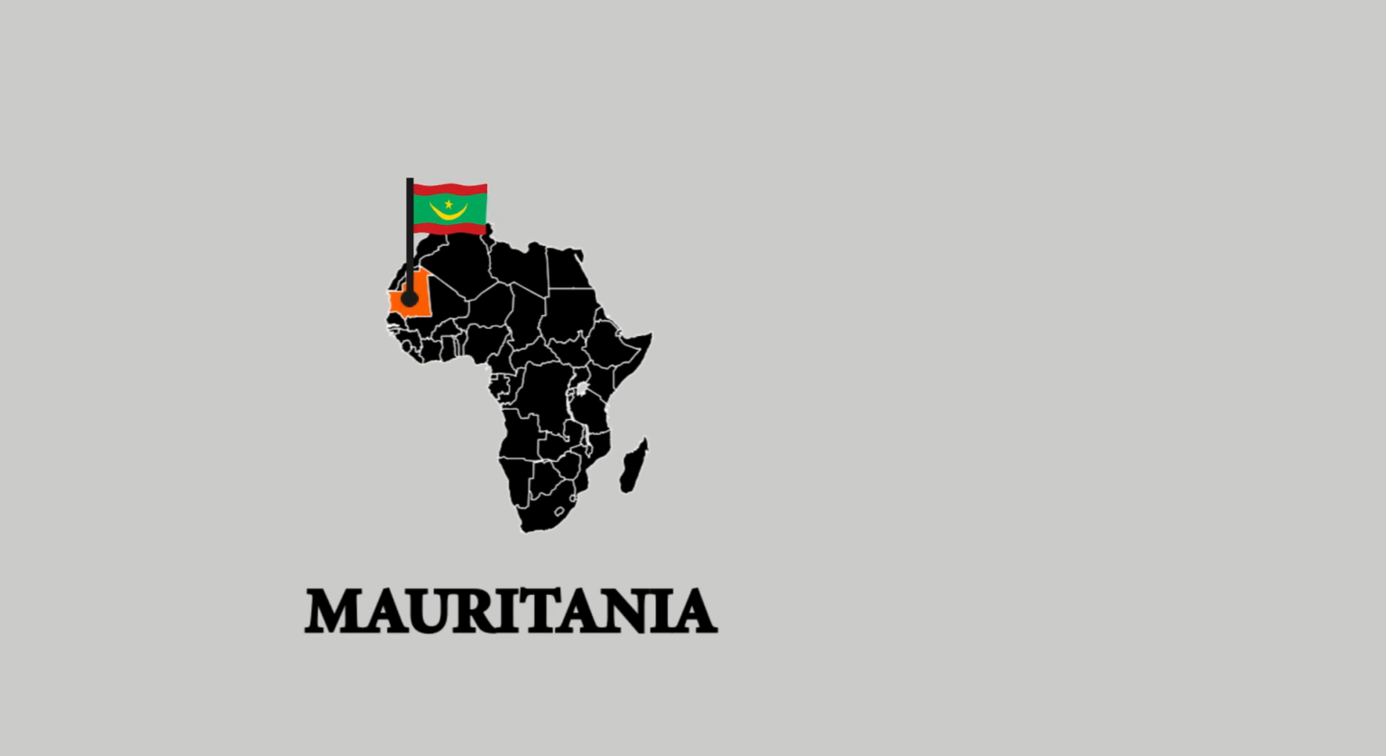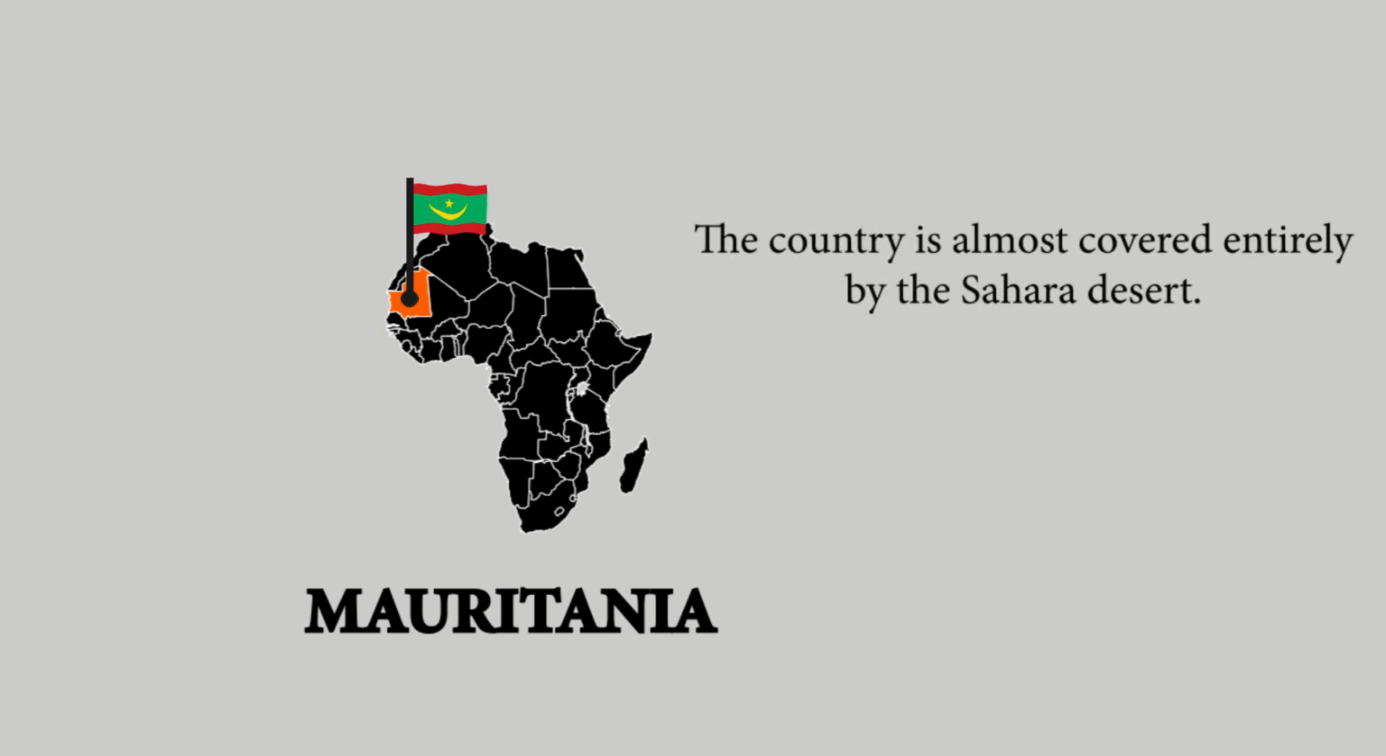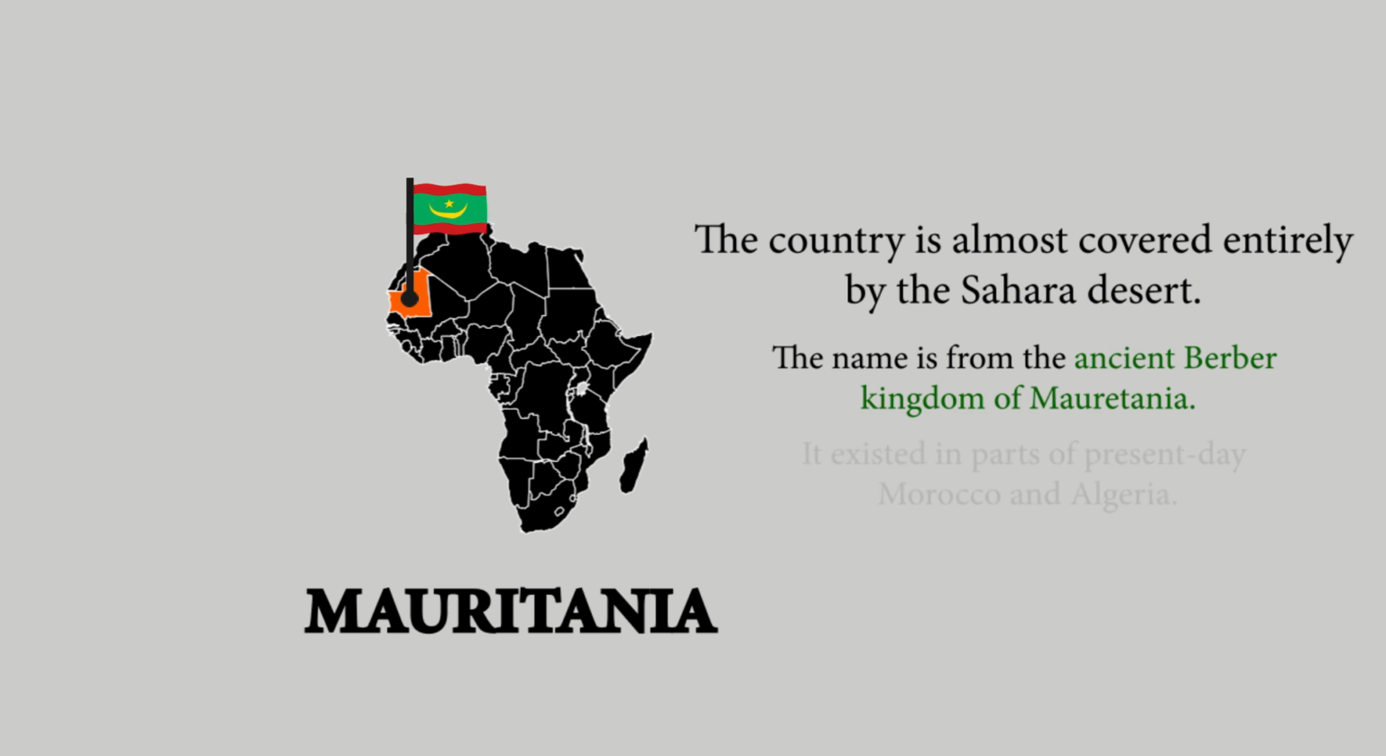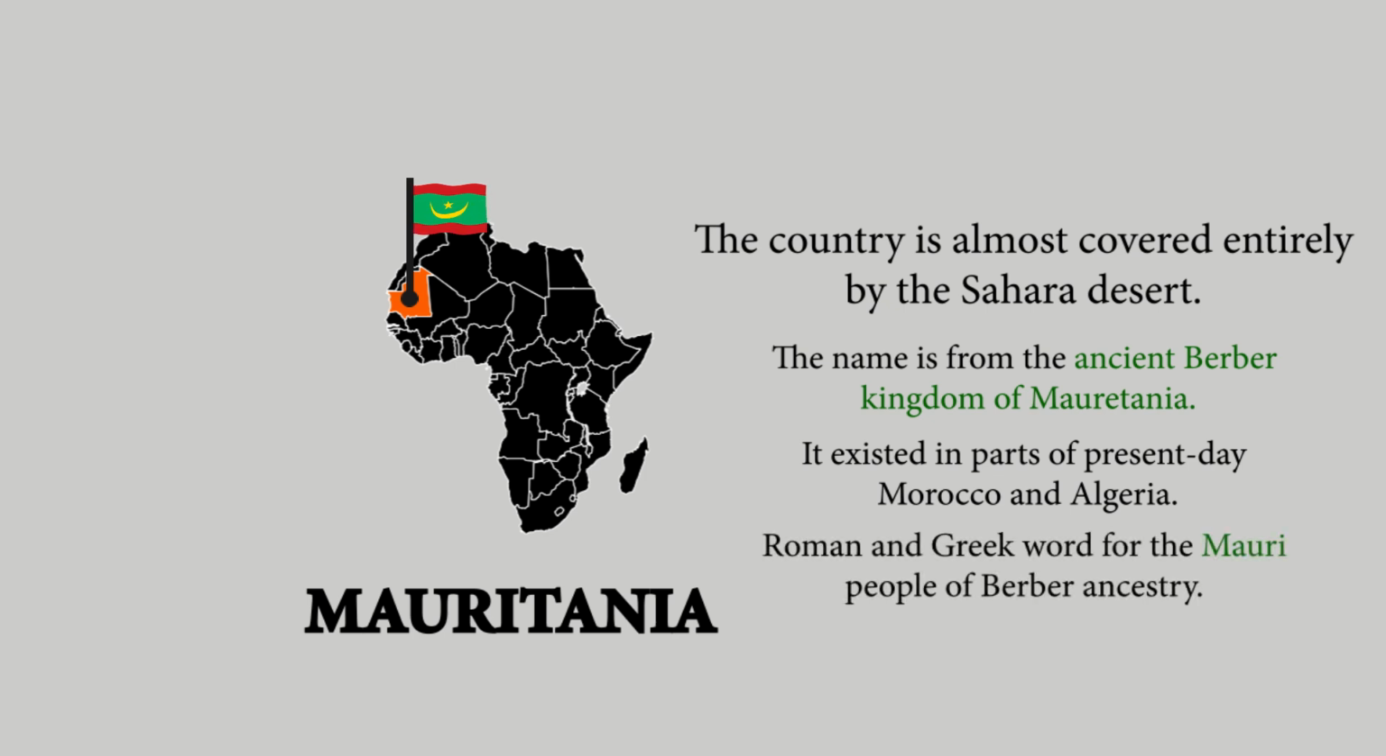Mauritania. Just northwest of the Republic of Mali is Mauritania, a country almost covered entirely by the Sahara Desert. The name Mauritania is derived from the ancient Berber kingdom of Mauritania, which existed in parts of present-day Morocco and Algeria. The name Mauritania, in turn, is from the Roman and Greek word for the Maori people of Berber ancestry.